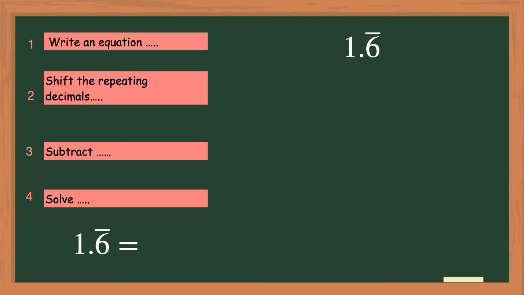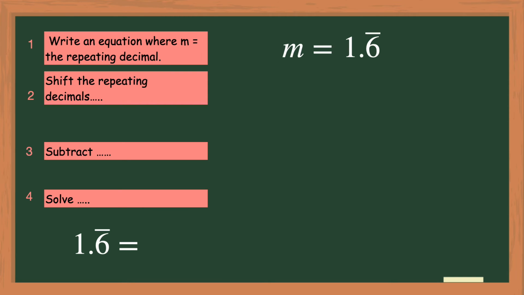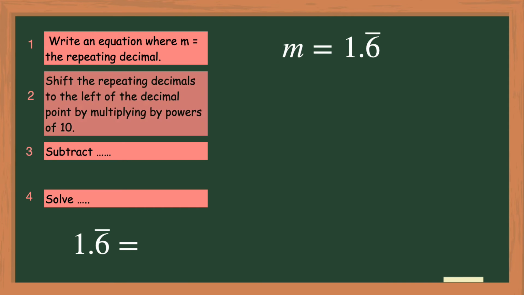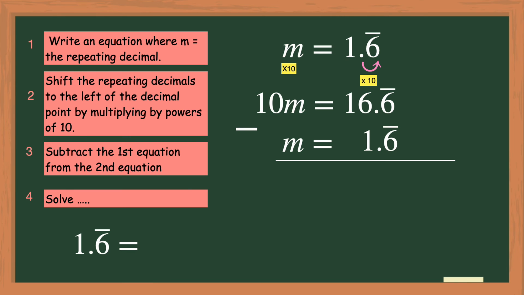Step number 1. Write the equation m equals 1.6 repeating. Step number 2. Shift the 1 repeating decimal to the left by multiplying each side by 10, resulting in the equation 10m equals 16.6 repeating. Step number 3. Subtract equation 1 from equation 2, resulting in 9m equals 15.